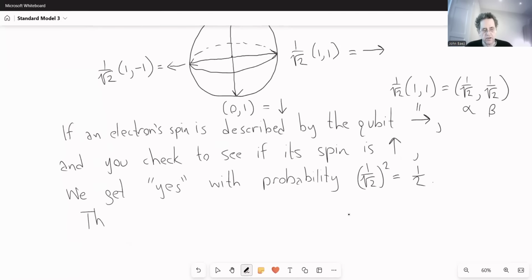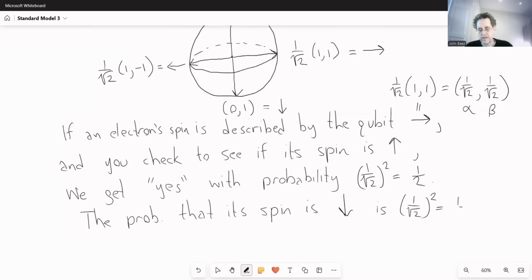Similarly, you can check to see if its spin is down. So the probability that its spin is down, when you check to see if its spin is down, is, well, now we take the absolute value of beta squared, but beta is also 1 over square root of 2, squared. So that's also 1/2.